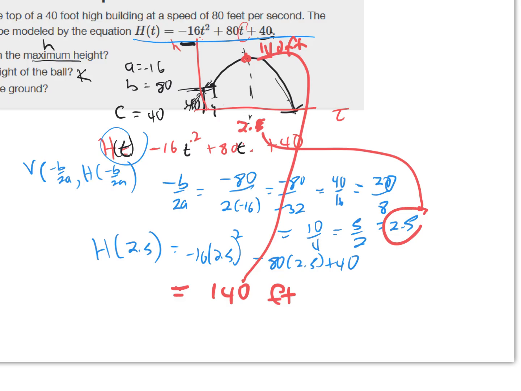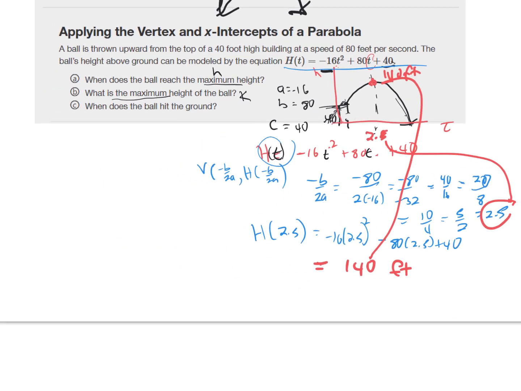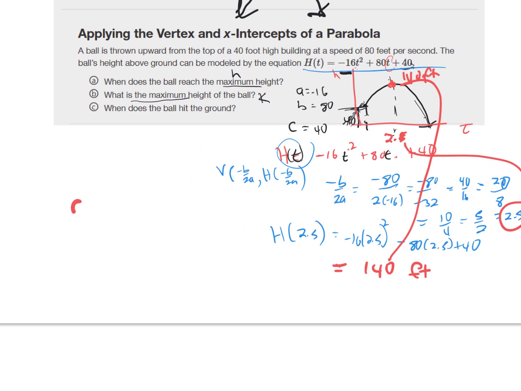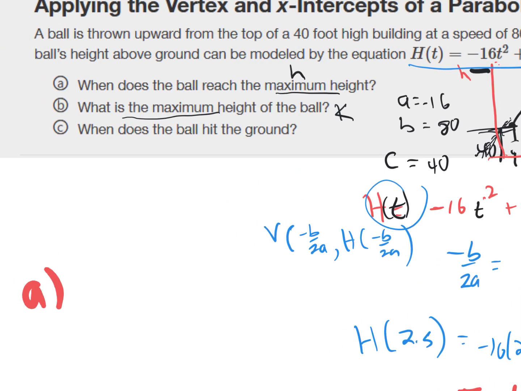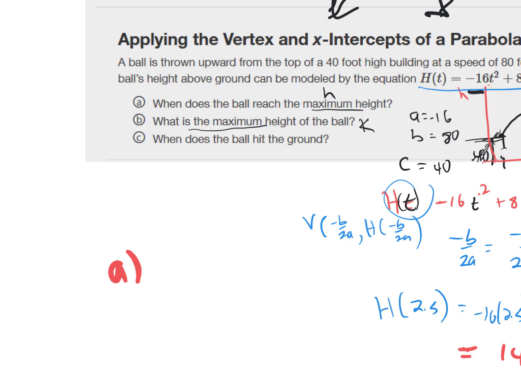So I answered the question, but I didn't really answer it. What does A say? What time does the ball take to reach the maximum height? That was 2.5 seconds. And B says, what is the maximum height? I think that's 140 feet. Now, I have not answered C. That I don't know yet. When does the ball hit the ground?